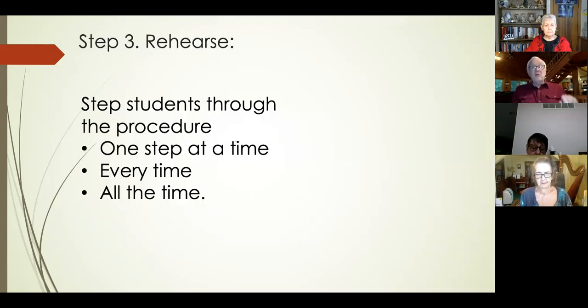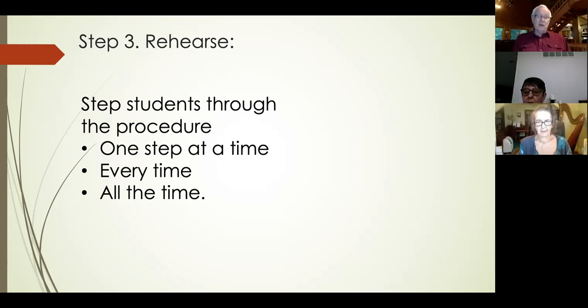The third thing, which has to do with keeping things simple, is to step students through the procedure one step at a time, whether you're dealing with adults or children. I've done a lot of things with children and middle school and high school and also college, but also adults. I've worked with people in prison employees, and it doesn't matter. We're all basically the same when it comes to learning a new procedure.